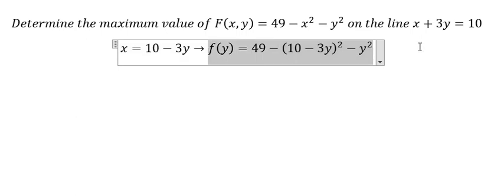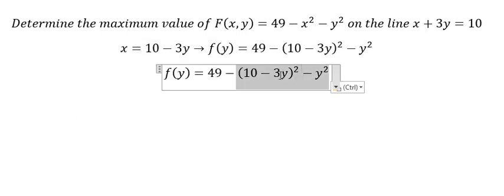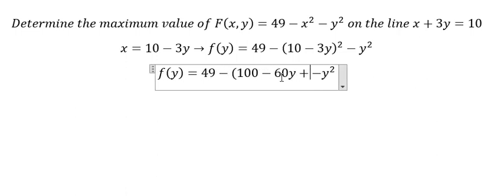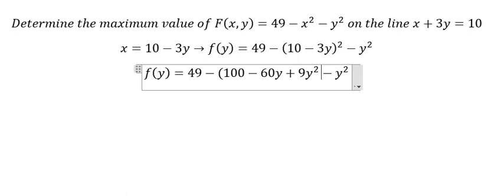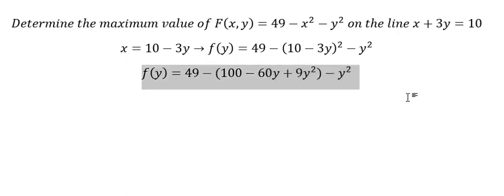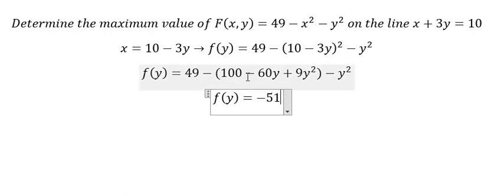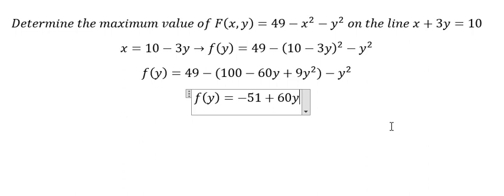Next, we need to expand this one, and you got 100 minus 60y plus 9y squared. So 49 minus 100, you got about negative 51. Negative and negative, we have positive. Negative 9 with negative number 1, we have negative number 10.